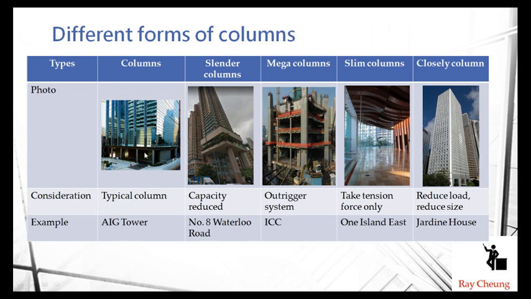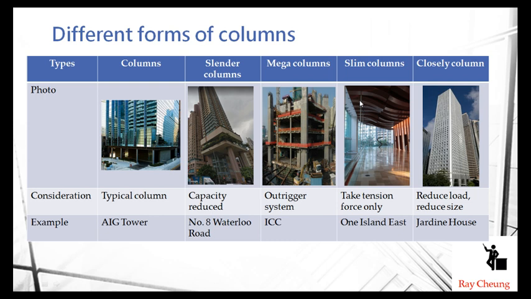For example, these are typical columns we see nowadays. If the column is too long, you need to imagine there's a chance of buckling, and that means the capacity should be reduced. And then if you see a super tall building, you normally see the so-called super columns. And nowadays the architect will think about different forms of column.